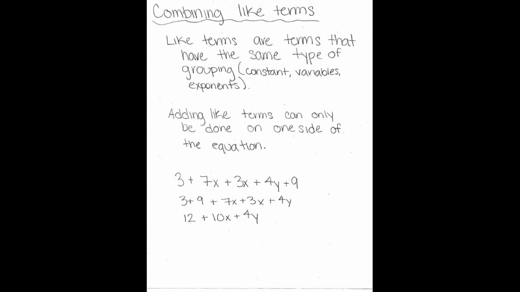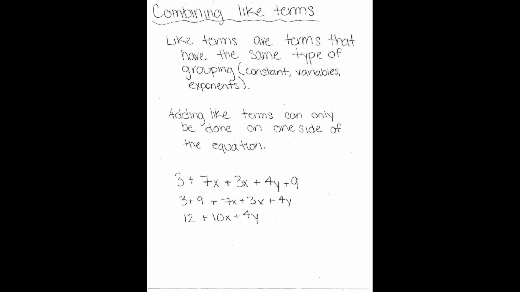For exponents, we can only combine when we have the same base. In that case, we would use our exponent rules for combining terms with exponents. All constants can be combined. Adding like terms can only be done on one side of the equation.